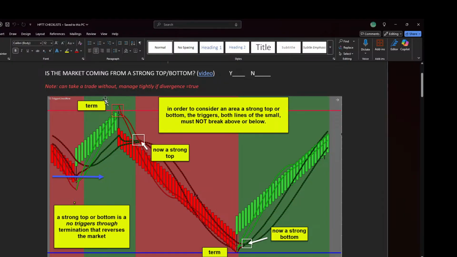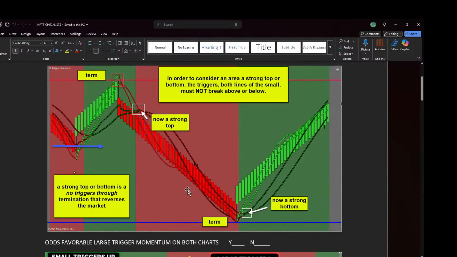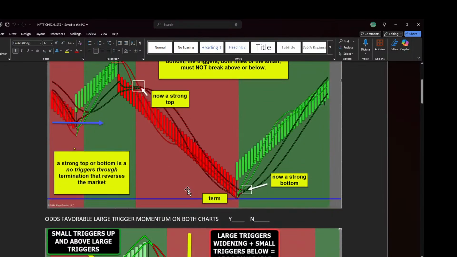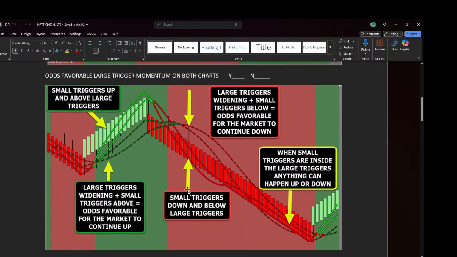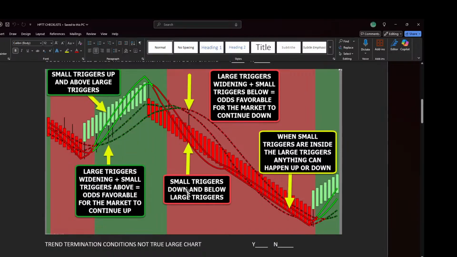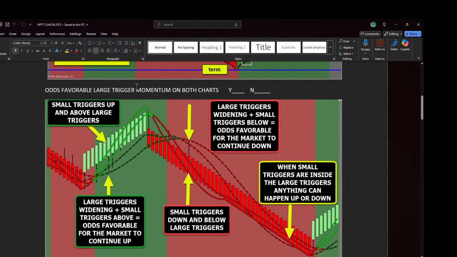But if you see a termination condition that reverses the market, it's a strong top. If you see a no triggers through termination that reverses the market, it's a strong bottom. A strong top or bottom is a precursor to the highest probability trend trades you can take. A strong top or bottom is rule number 1 for the second trade on your plan. It's the first rule for HVA trades, for momentum trades, for white bar breakout trades. So recognition of a strong top or bottom will pay long-term dividends.